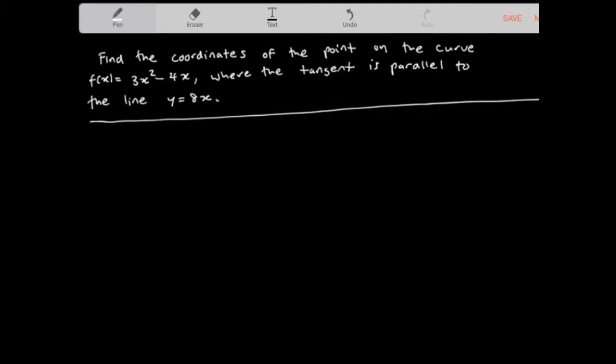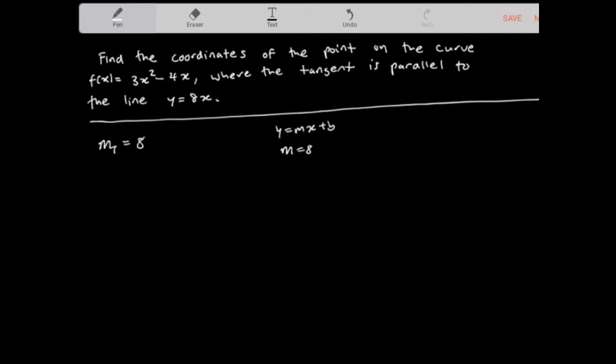So we know that if two lines are parallel, that means that they have the same slope. So if the tangent is parallel to this equation, y is equal to 8x, and if we look at the equation of a line as y is equal to mx plus b, in this case, the slope here is 8. So the slope of the tangent should be 8, right?